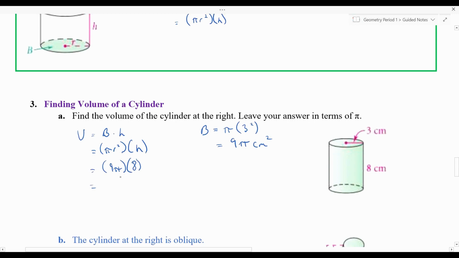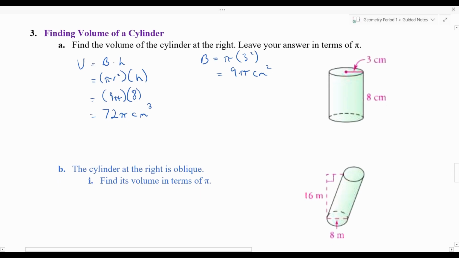And when we multiply 9 times pi, we get 72 pi. And we're dealing with centimeters, and that means centimeters cubed, or cubic centimeters. All right? And that's it for the volume of this problem in terms of pi.